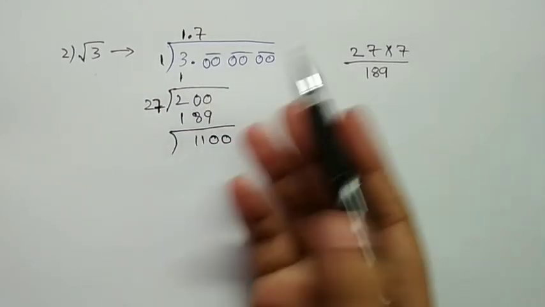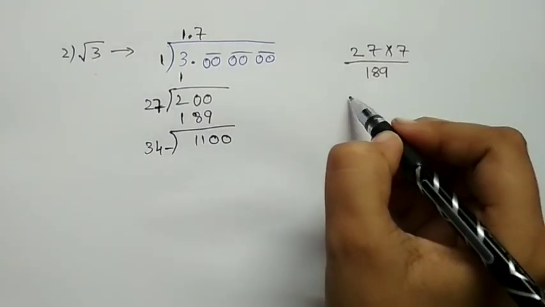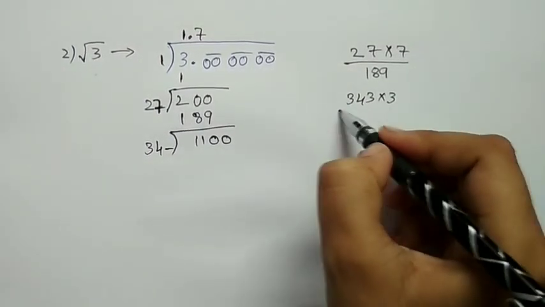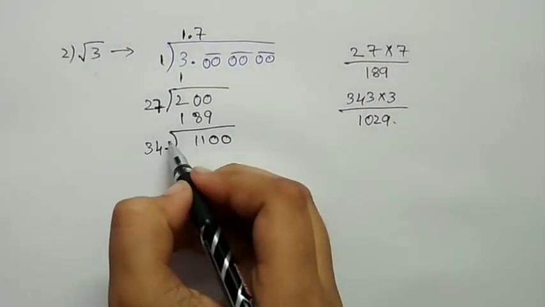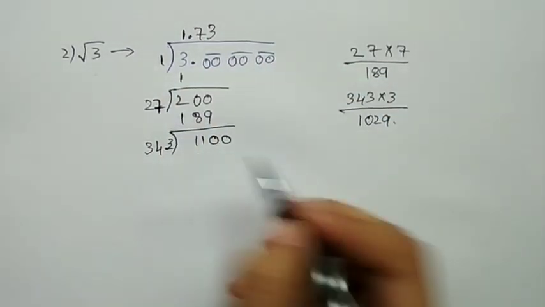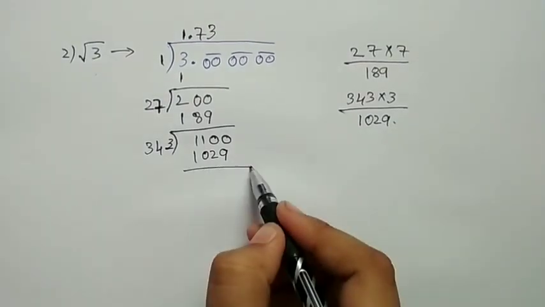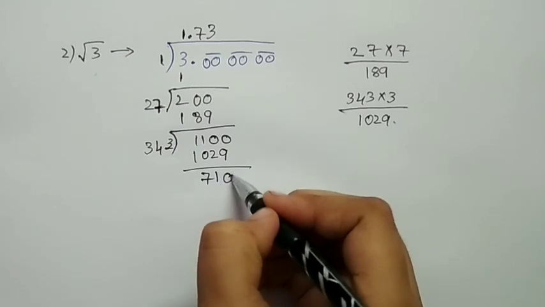Double of 17 is 34 and a number. Let's take 343 into 3, we get 1029. Subtraction, we get 71, bringing down the zeros again.